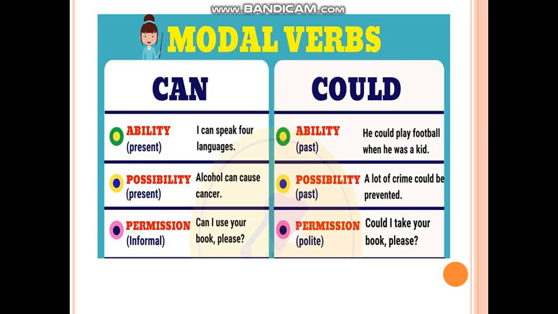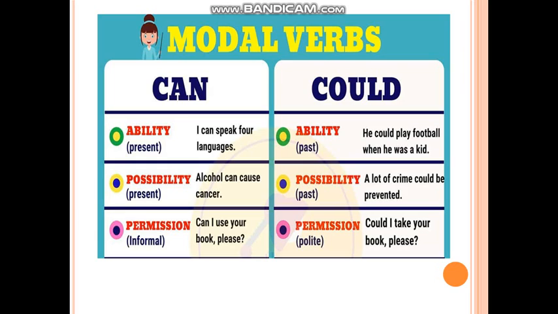Permission. In can and could, in permission situation, the difference is that when you are informal, then we use can. But when you are formal and polite to someone, then we use the helping verb could.